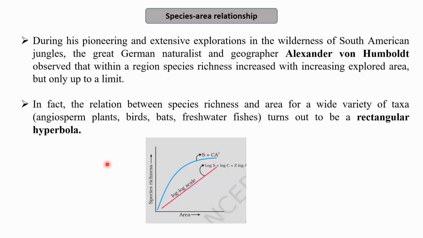And he observed, when he was exploring the South American jungles, that within a region, species richness increased with increasing explored area, but only up to a limit. So there is a limit to this, and when we try to draw the species richness versus the area curve, we will find that the curve is a rectangular hyperbola.